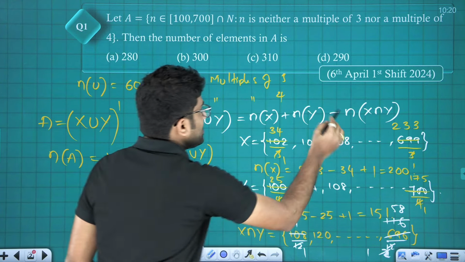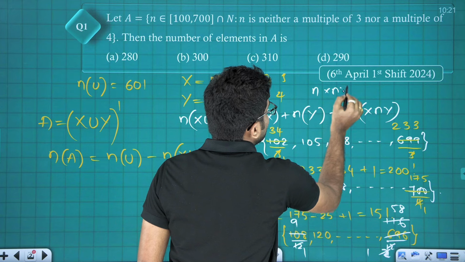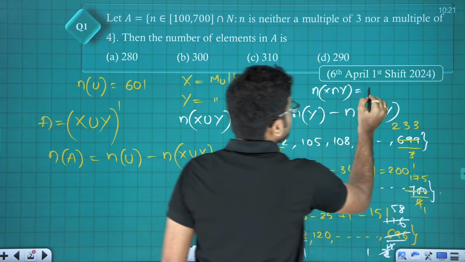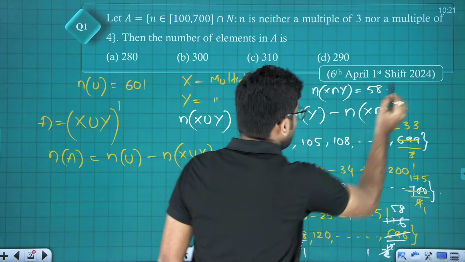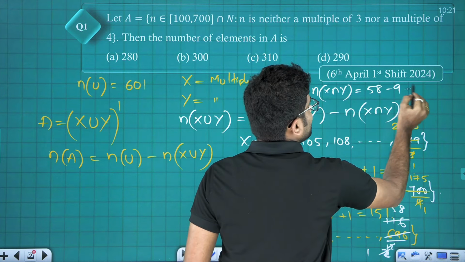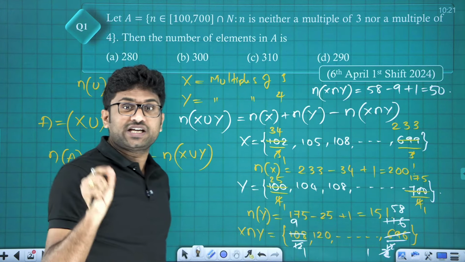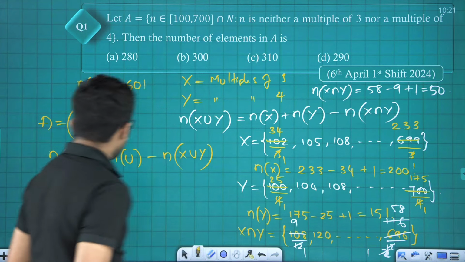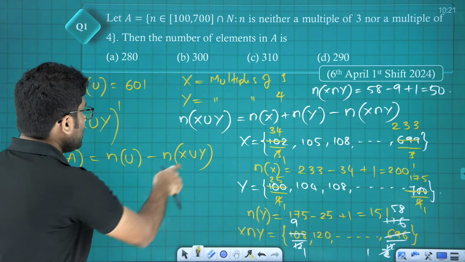Now the number of elements in X intersection Y is equal to 58 minus 9 plus 1. So 59 minus 9 is 50. There are a total of 50 elements in X intersection Y. So that's it, friends. Now the required number of elements: first we'll find X union Y.